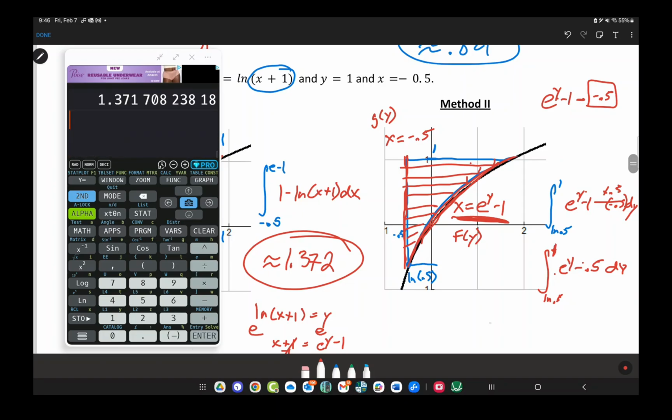And we get approximately 1.372. We should get the same answer. If you don't get the same answer, then something went wrong.